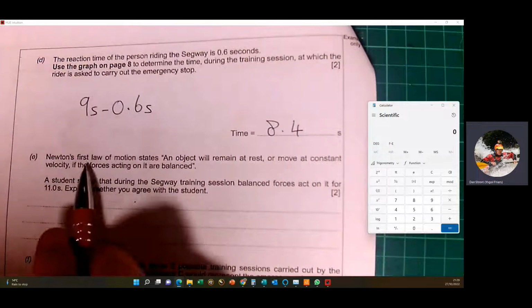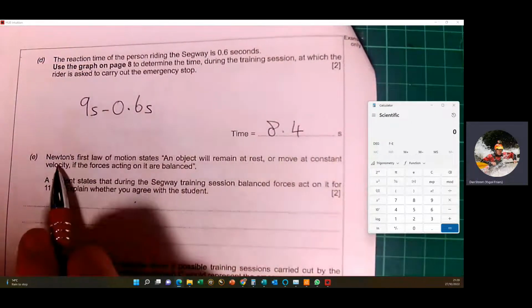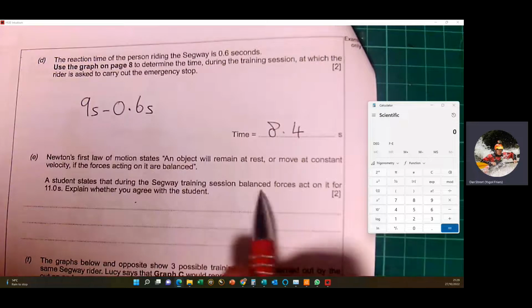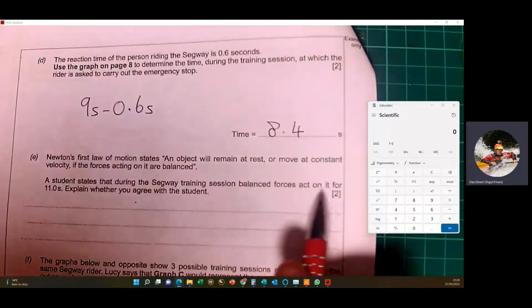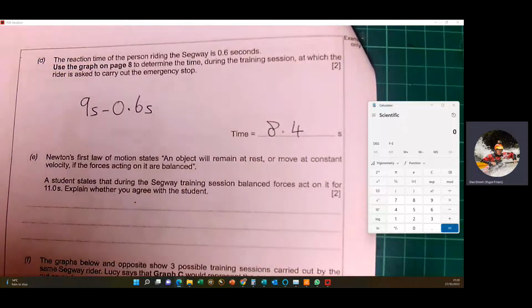Okay, Newton's first law of motion states an object will remain at rest or move at constant velocity if the forces acting on it are balanced. A student states that during the Segway training session, balanced forces act on it for 11 seconds. Explain whether you agree with the student.